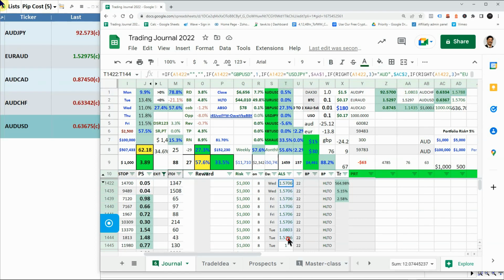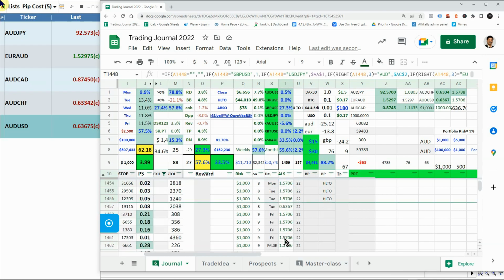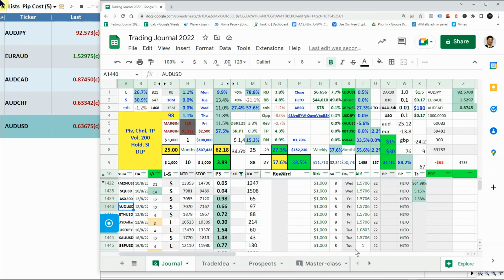These are the pip costs, as you can see, for all these things.